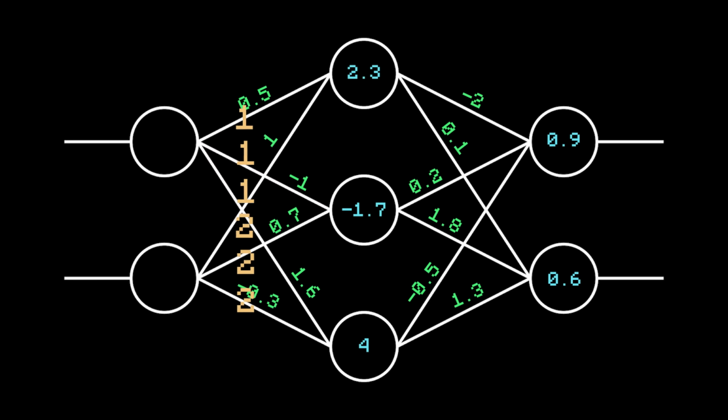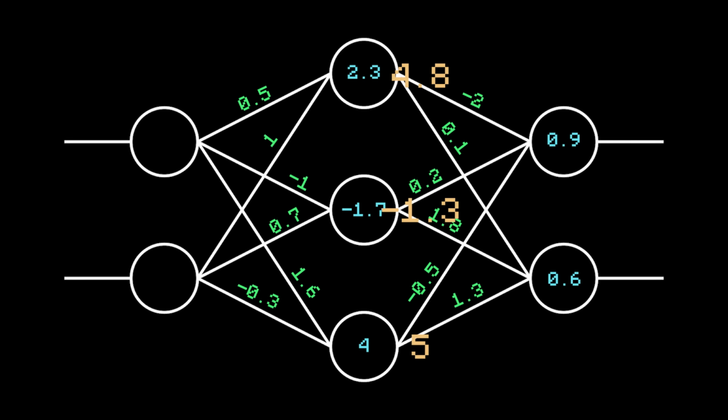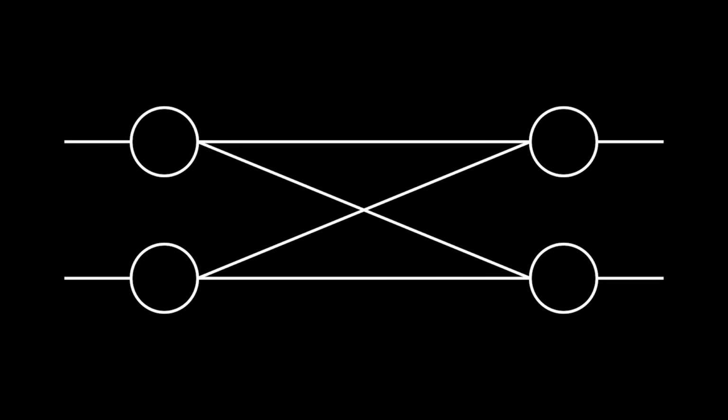Now, as I've described the network so far, it's just doing a bunch of multiplications and additions. That's great, but it also means that if you're good at linear algebra, you can reduce the entire network down to an equivalent network with just an input and output layer. So there's actually one more thing an MLP does.